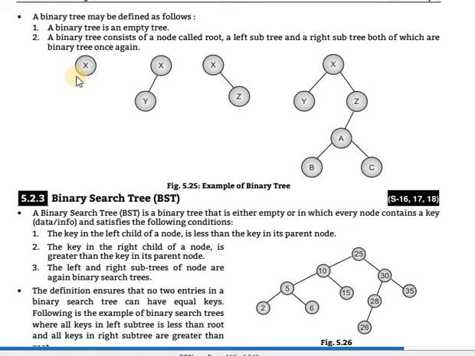These are empty trees. After that, it says that the binary tree consists of the node called the root and left subtree and right subtree, both of which are binary trees. Once again, that is how binary trees are formed.